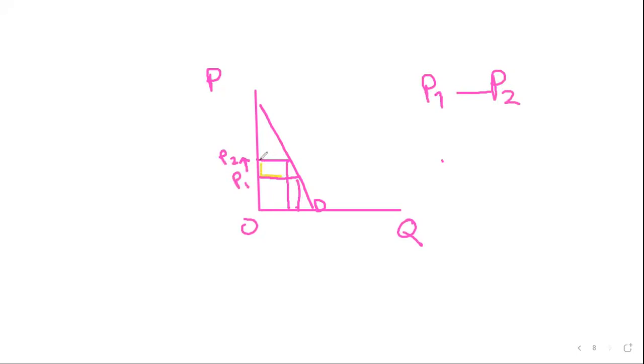We see that this is an increase in revenue now. What was the revenue before the price change? This was the revenue, right? Price has increased from P1 to P2. Before the price change, this big yellow rectangle was the revenue of the firm. Because of the price change, and because demand does not respond, the total revenue now is this much.